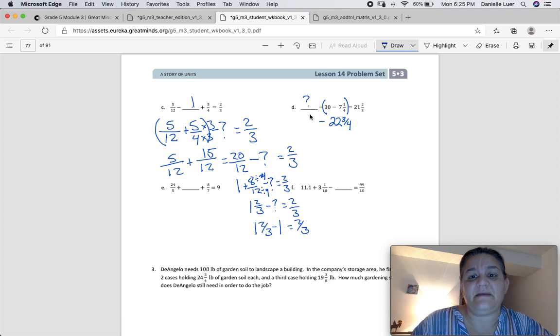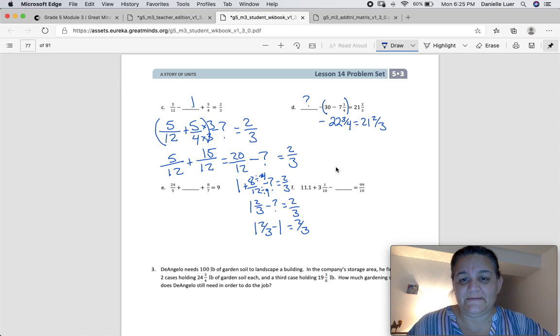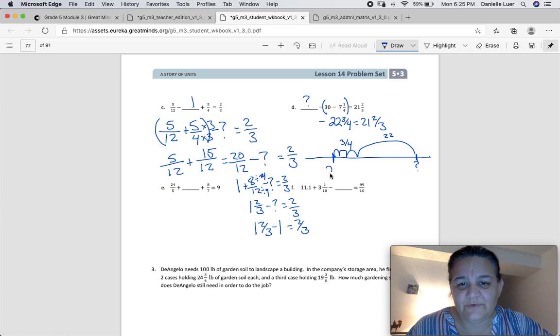Okay, so something minus 22 and 3/4 equals 21 and 2/3. I think we're going to need a number line here. What do you think? I think a number line is going to be good here. So let's say some mysterious number here, minus 22 and 3/4 gets us to 21 2/3.